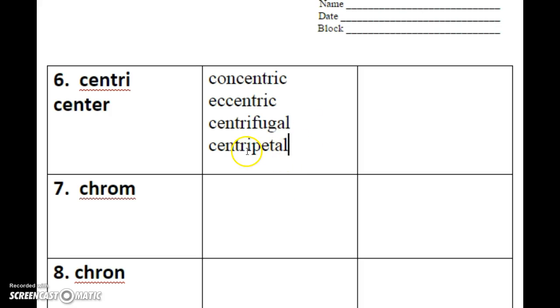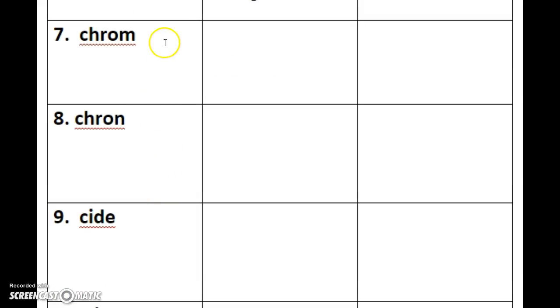And centripetal is pulling in toward the center, like what keeps the planets orbiting the sun instead of flying off into outer space. So pause, draw something that will help you, maybe a bullseye or a pebble dropping into water with concentric circles, and then we'll move on to number 7.